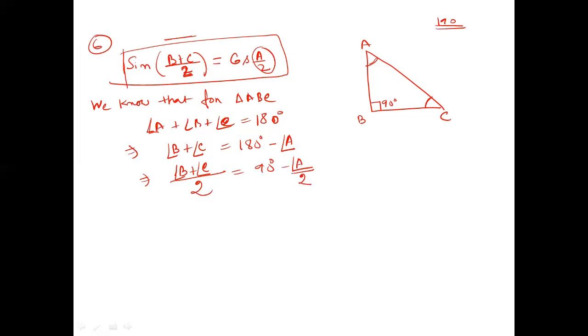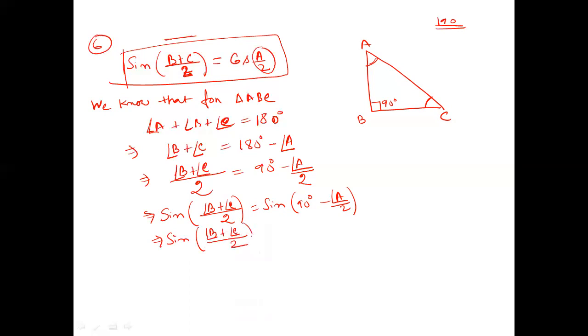Now see here, you have to show the sine. So take sine on both sides. Sine of (angle B plus angle C) by 2 equal to sine of (90 minus A by 2). Now see, this sine will convert into what? Cos, yes or no? Cos A by 2. So this is the proof. Clear? So pause the video and write down in your copy. Okay.